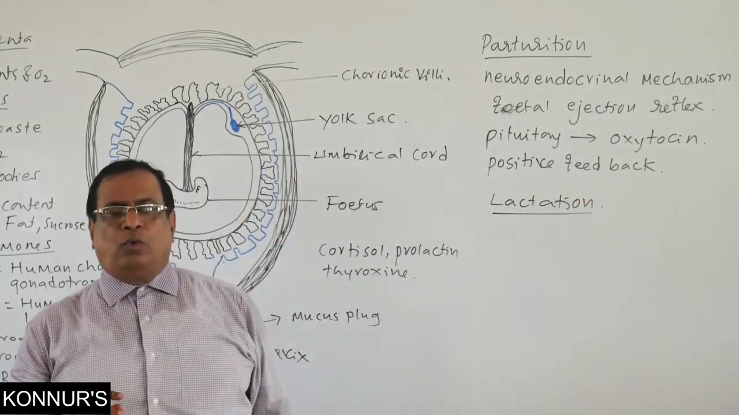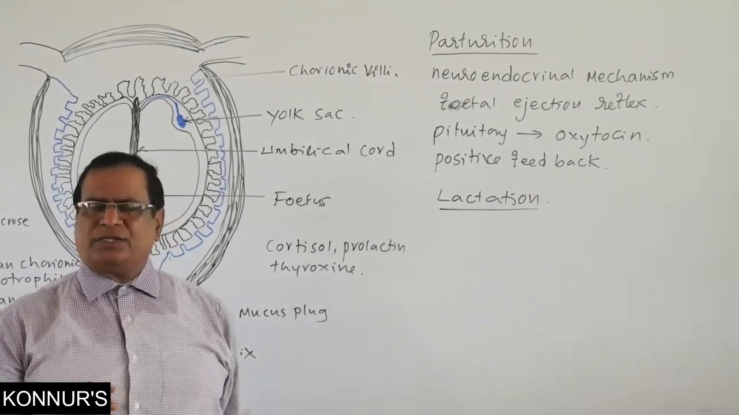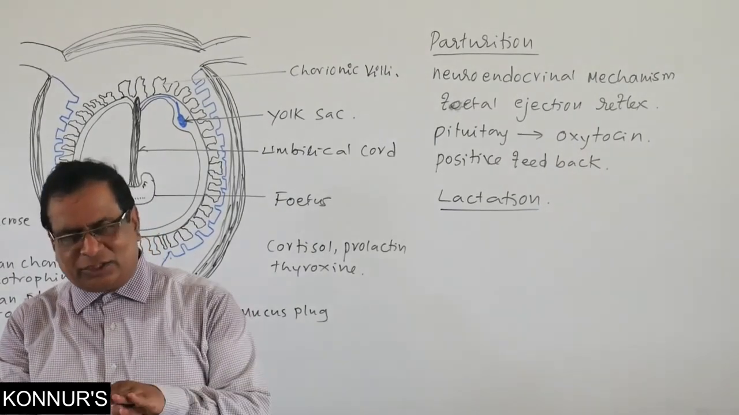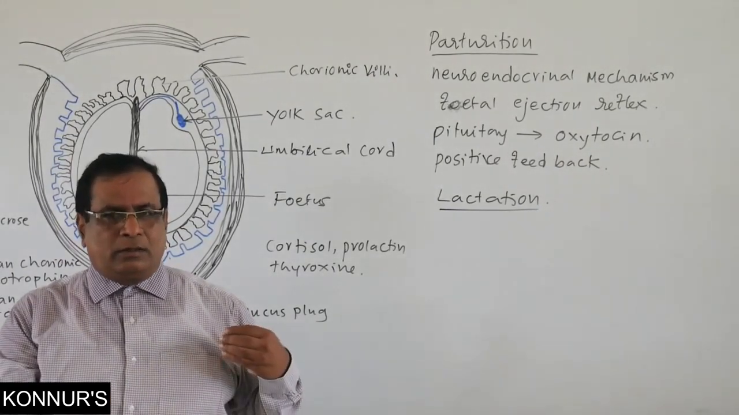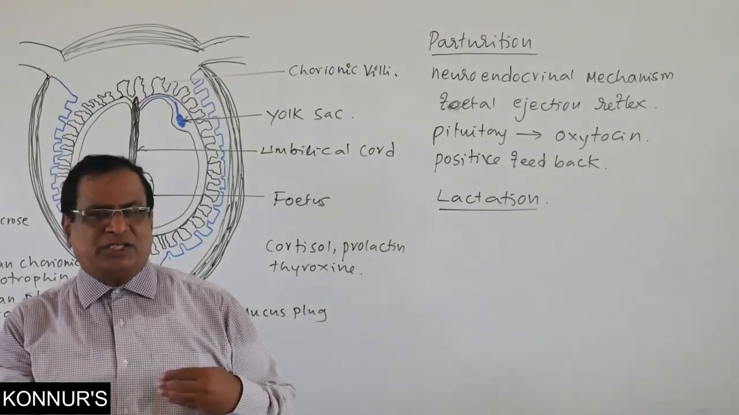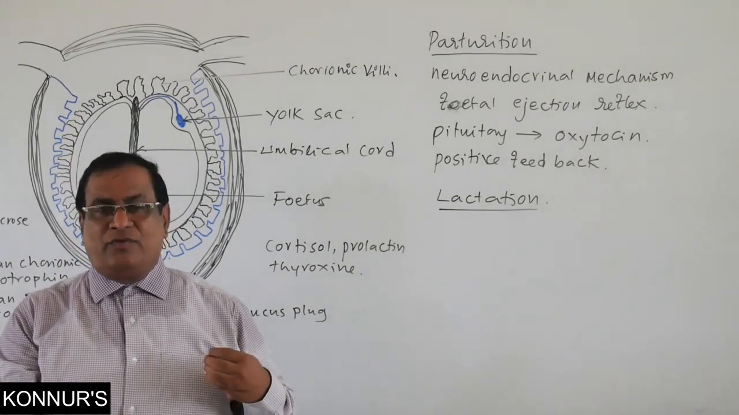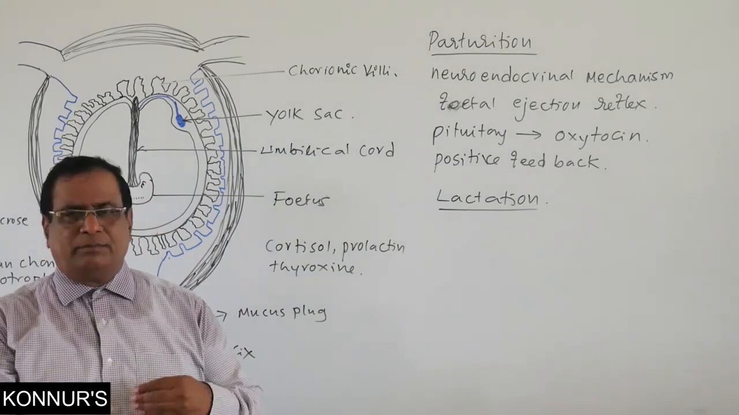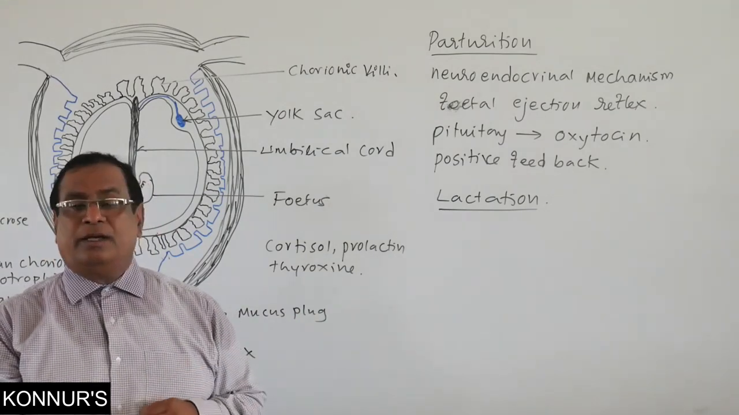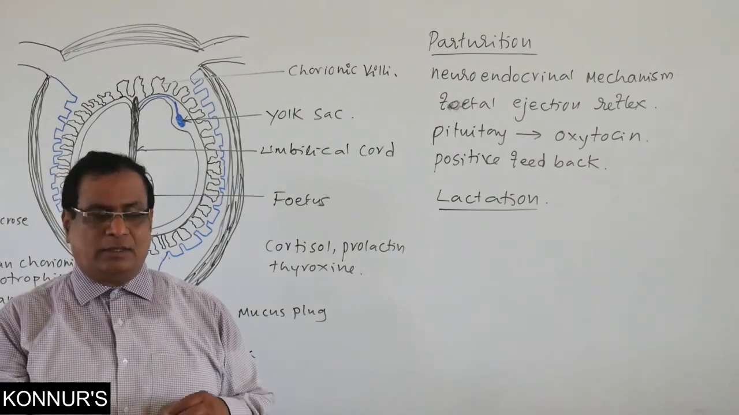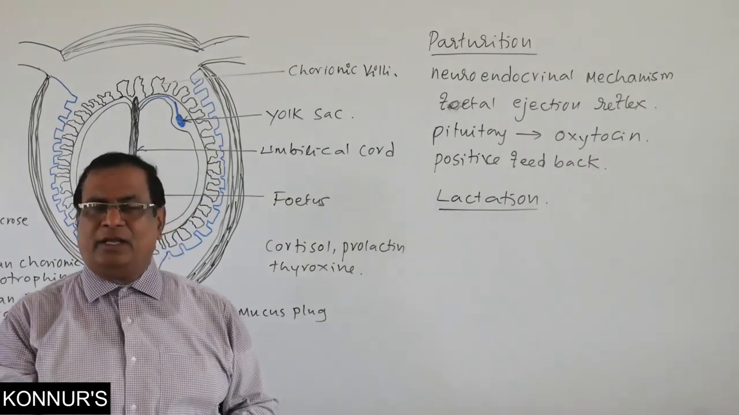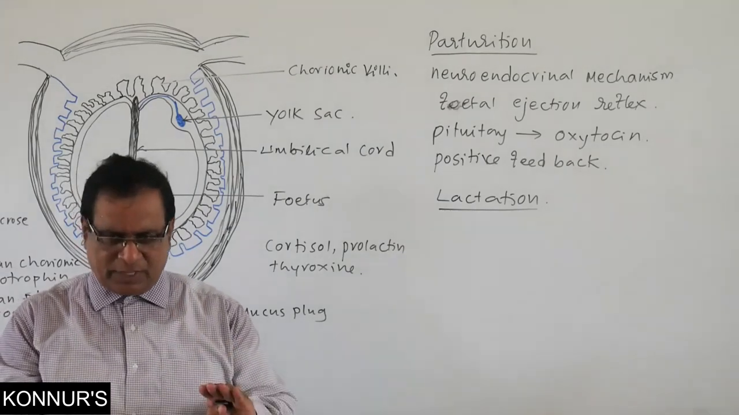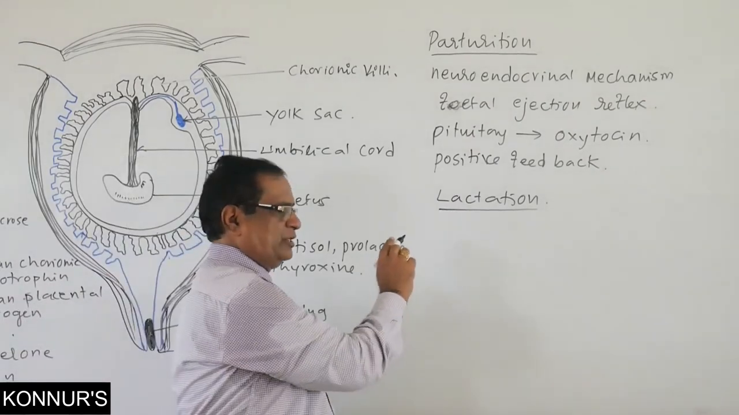Lactation. What is lactation? During the pregnancy period, during the gestation period, development and differentiation take place in the functional mammary glands of the mother. Maximum development and differentiation takes place so that at the end phase of delivery, milk is produced in the mammary glands. That is said to be lactation.